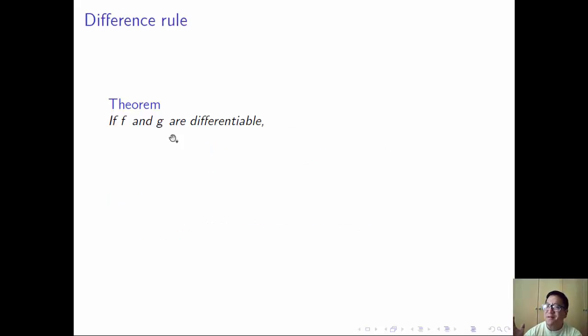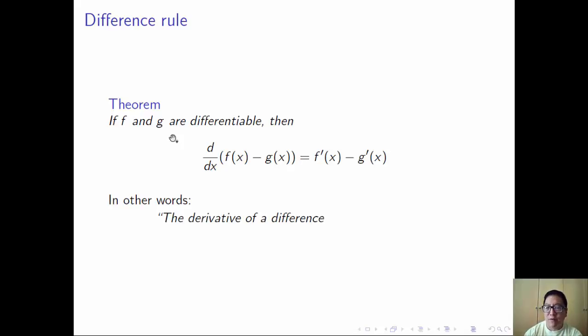You'll never guess what the difference rule says. Well, I should say it anyway. If f and g are differentiable functions, then the derivative of f minus g is equal to f prime minus g prime. In other words, the derivative of a difference is the difference of the derivatives.